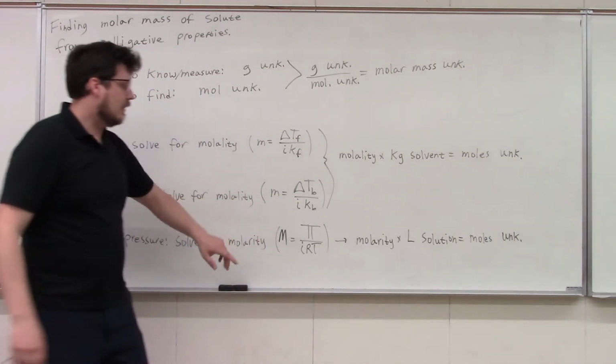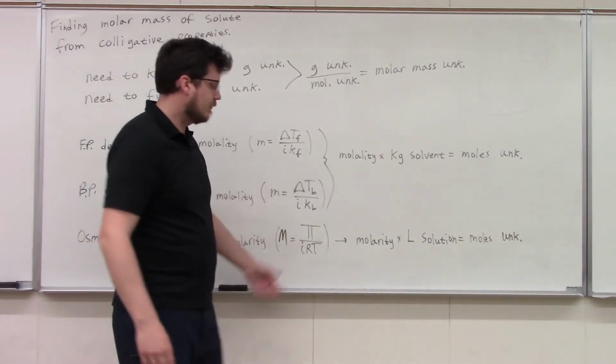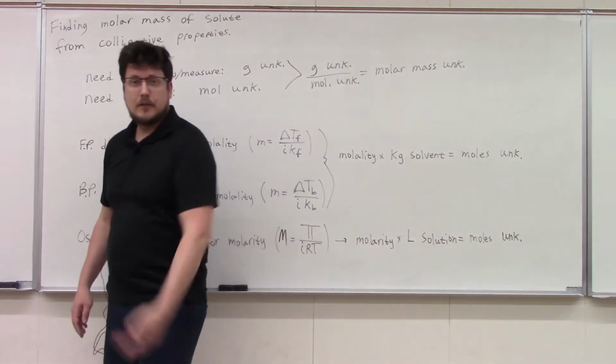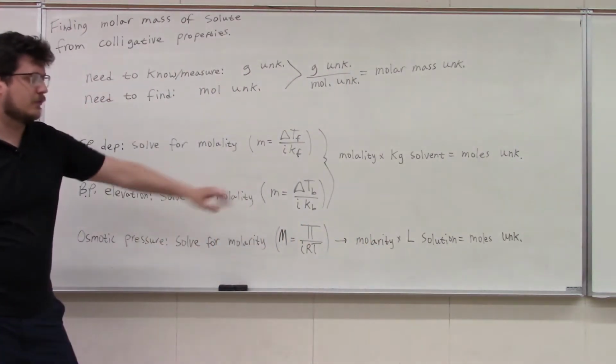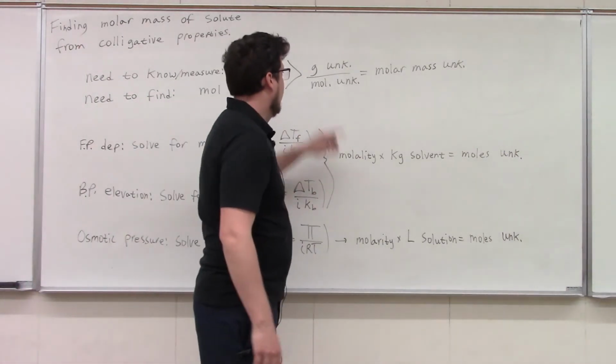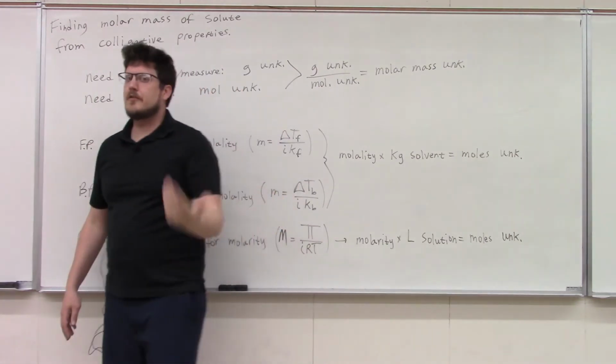All right, so molarity, we solve it, it's just going to equal pi divided by iRT. We solve for molarity. We multiply by the liters of solution. So this is some straight up chapter 4 stuff right here. And you get moles of unknown. And again, you just divide the grams by the moles, molar mass. So the trick is just getting moles.